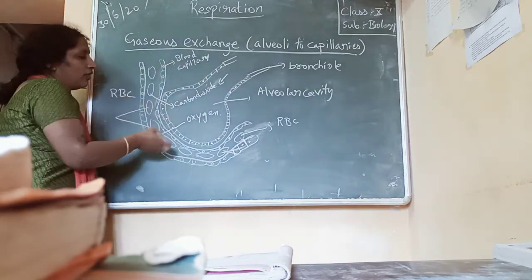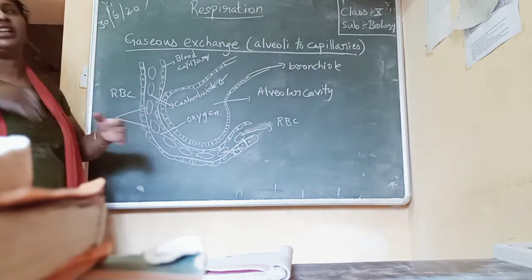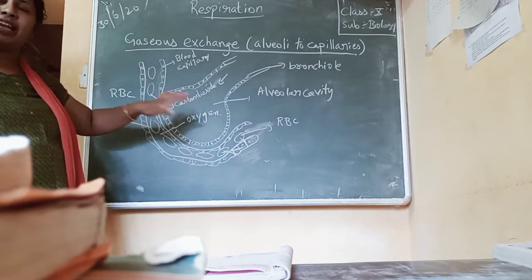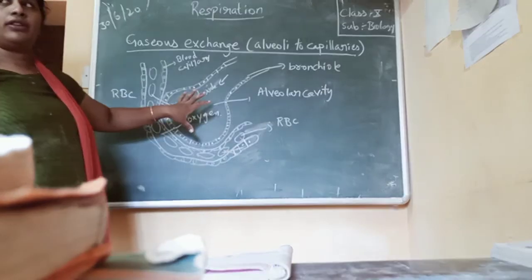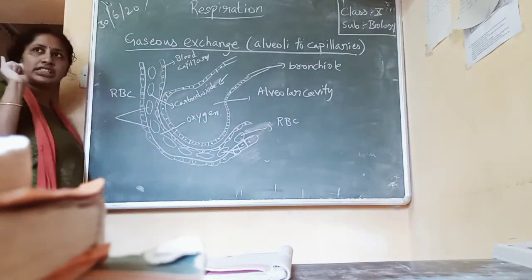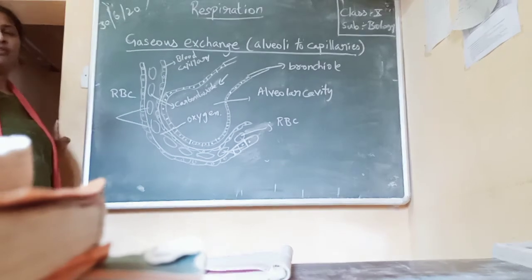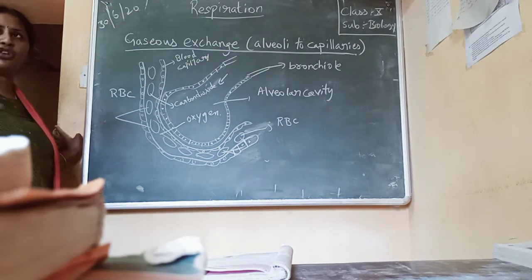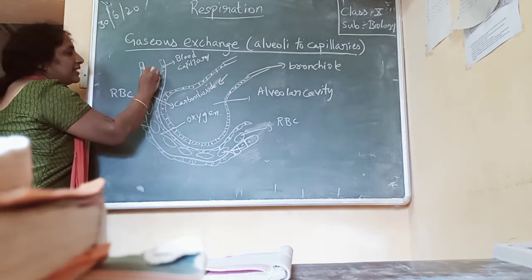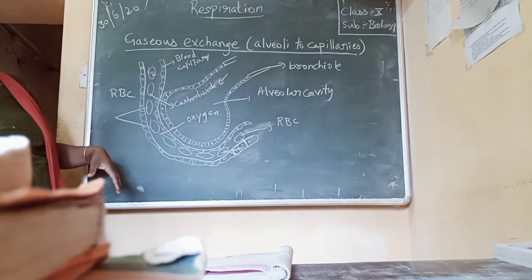Now what happens? The air is filled in the alveoli. This air has oxygen, carbon dioxide, nitrogen, everything in it. The blood capillaries surround the alveoli, which are also single membraned. In the blood capillaries, the RBC cells will be flowing. These RBC cells will be bringing carbon dioxide from the different tissues of the body.